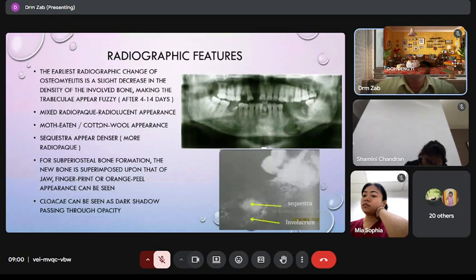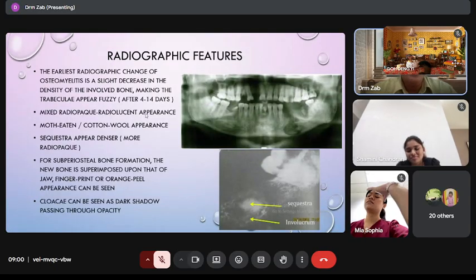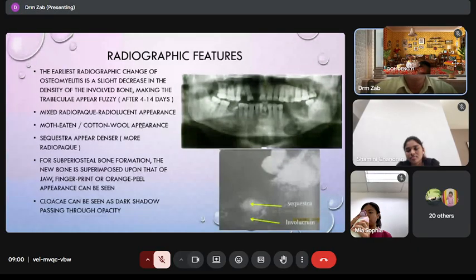For osteomyelitis, you will have what we call a radio-opaque and radiolucent appearance. Why? Because you have areas of necrotic bone, and then you have areas of new bone formation, involucrum, and sequestrum. All this will give you the mixture of radio-opaque and radiolucent appearance. The appearance of the trabecular and damaged cortical bone will give this moth-eaten or cotton wool appearance. As I mentioned before, the sequestrum will appear very dense, so it will be more radio-opaque compared to the normal bone.